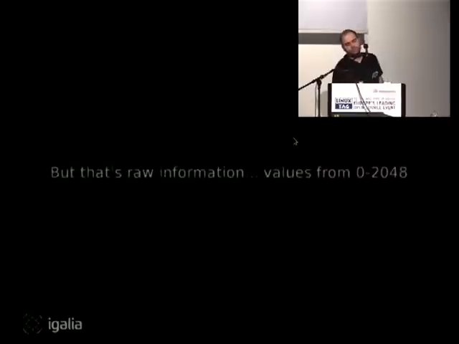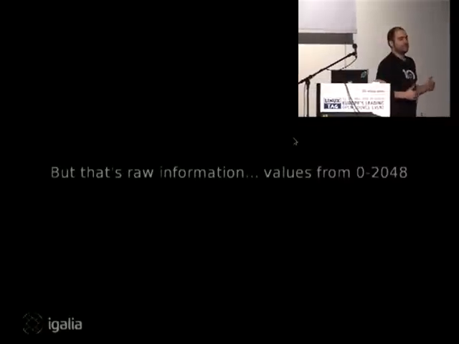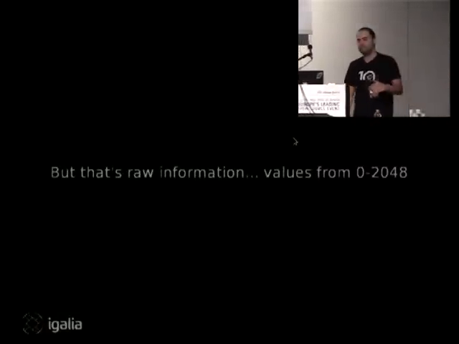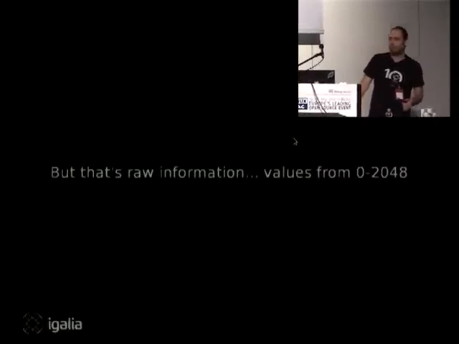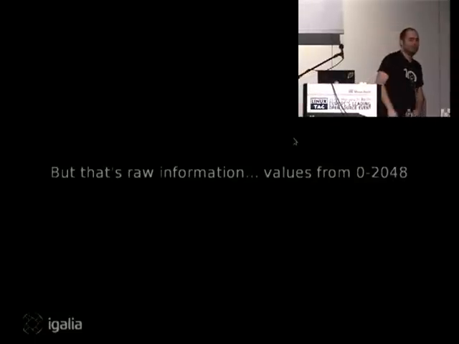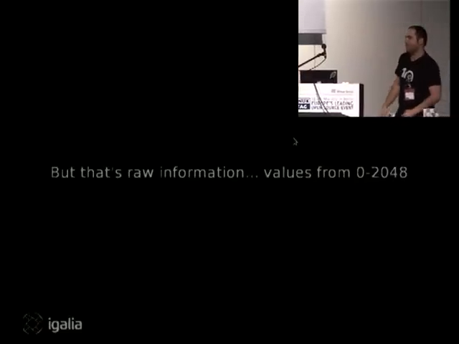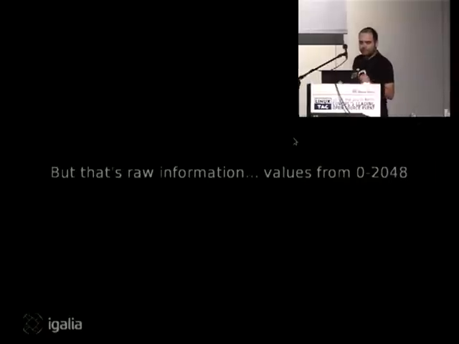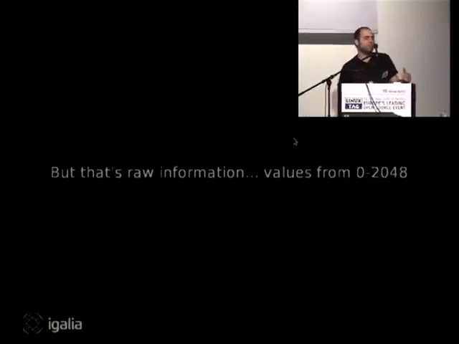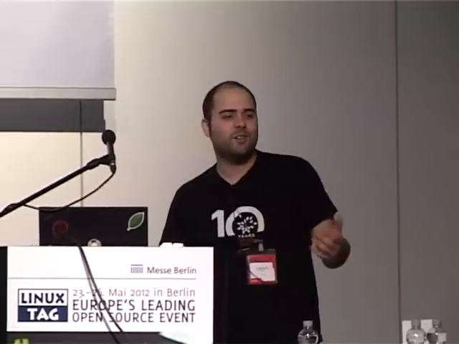Okay. But anyway, that information that it gives is just raw values from 0 to 2048. That's 11 bits. I'm telling you this because people usually think that the Kinect already gives you the skeleton thing. My brother used to attend computer science. He's now moved to be a male nurse.